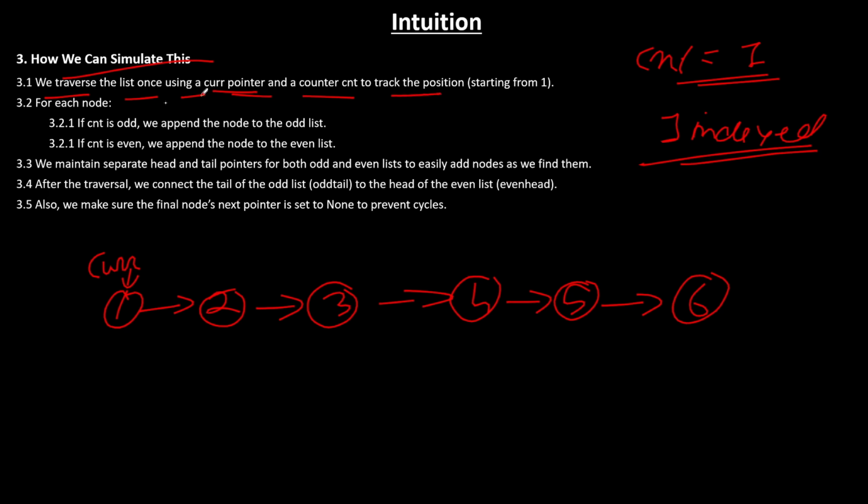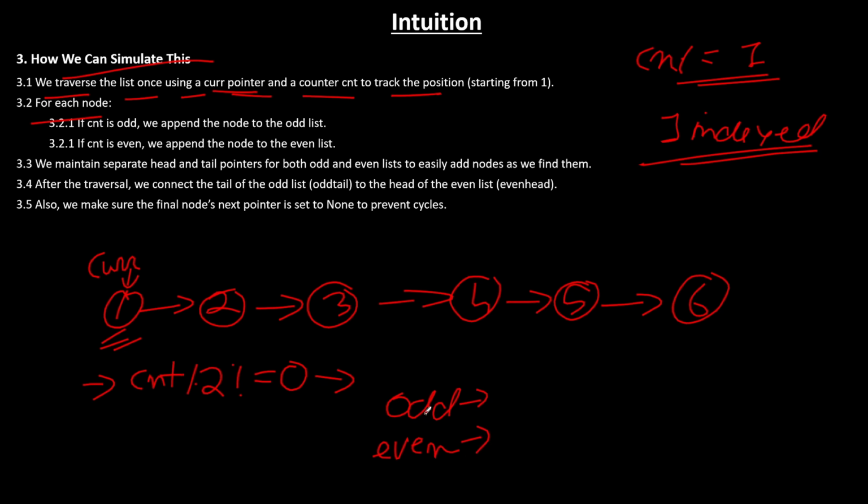Fine. Now for each node, if you're standing here, we could check what the count is. If count is not equal to 0, which means it is an odd number, this means we are standing at an odd index value. Fine. So what we could do, we could create two more pointers. Fine, let it be odd, let it be even.